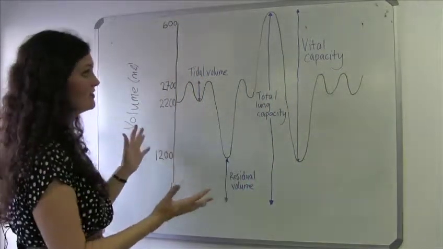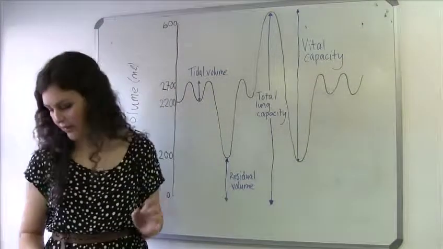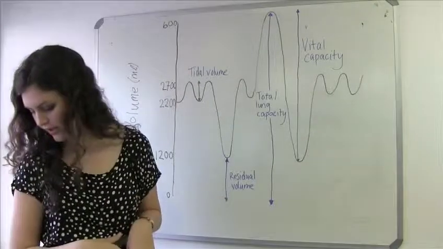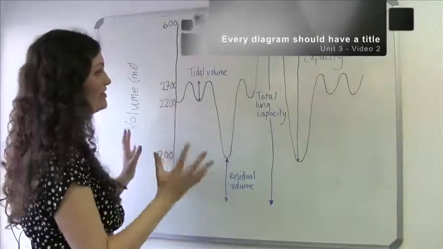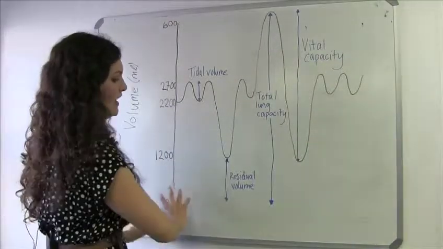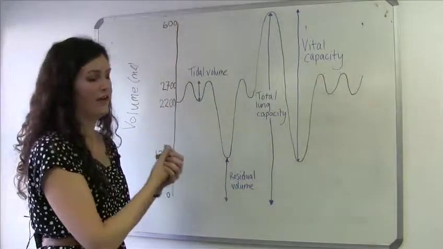So let's look at this as if this had been an experiment that they'd done. This is a diagram of the average human lung volumes. That's the title, and it's called Figure 7.3. So every diagram should have a title, average human lung volumes, a label on the x-axis, a label on the y-axis, and then whatever's in the diagram.